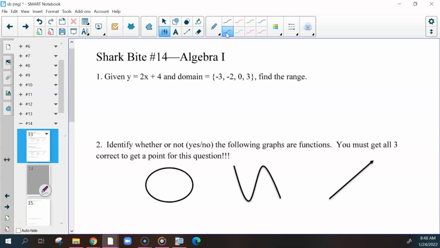For number 1, they gave us this equation and this domain. They told us to find the range. So you could have done a couple different things. Put each of these numbers into x and find each y and then list them out. You could have used your table in Desmos or in your calculator.